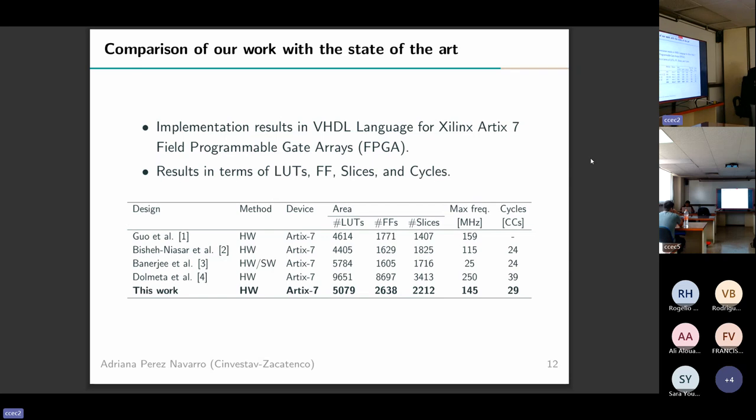For results, we implemented our design in VHDL language for Xilinx Artix-7 field programmable gate arrays. We compared our results in terms of lookup tables, flip flops, slices, and cycles. With respect to area utilization, our work represents a balanced result compared with the literature. With respect to max frequency, our result is faster than average. With hash cycles, we need 29, which is more than 24 of some works, but less than others need.